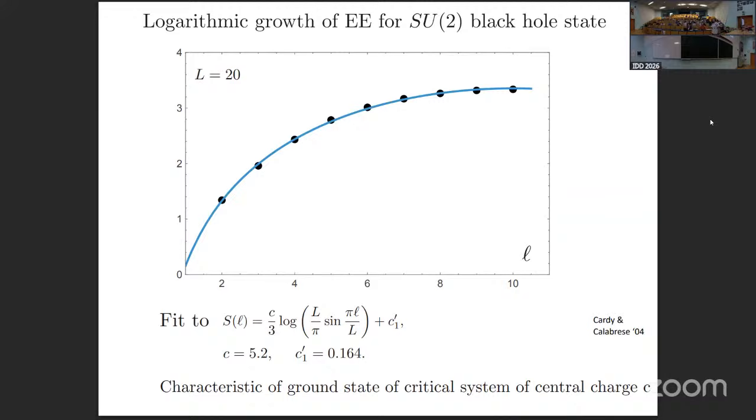And this behavior here is characteristic of the ground state of a critical system with central charge C. So we find this interesting, but we don't know exactly how we should interpret this effective central charge that we find in our setup. But it's definitely a very different behavior from the integrable matrix product state case.